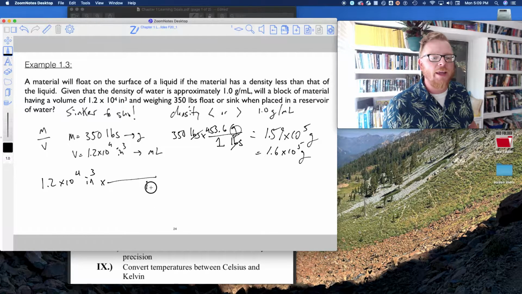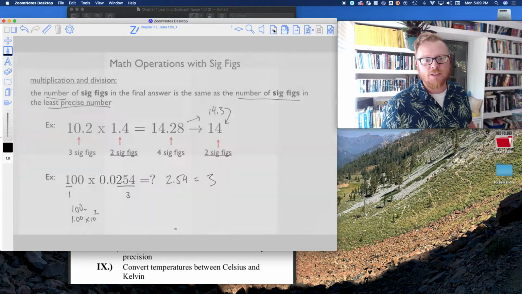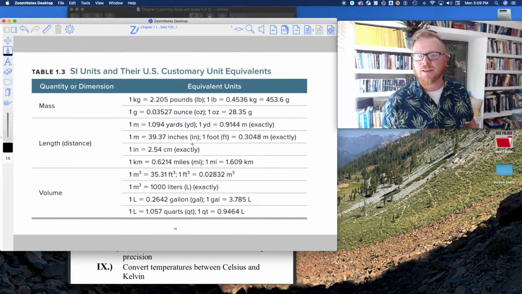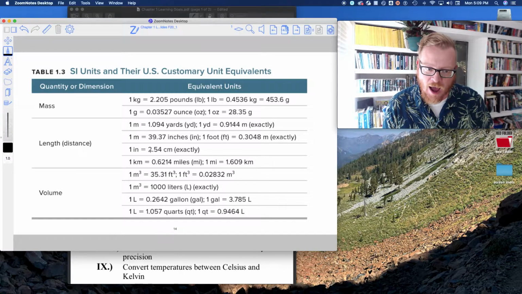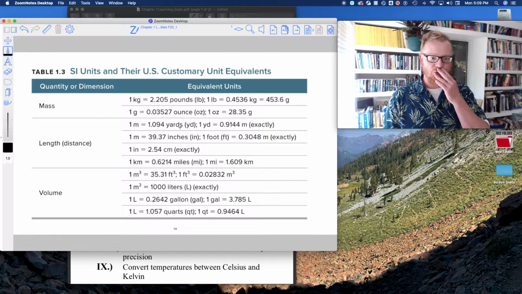So I know that I can put an inch here, and I need to get that to milliliters. As a hint, remember, 1 milliliter is the same as 1 cubic centimeter. The reason I'm pointing that out is, check it out, on my cheat sheet that has the units, oh, look at this: 1 inch equals exactly 2.54 centimeters. When you see something that says exactly, that means the significant figures don't count. So these 3 sig figs are not going to limit you. 1 inch equals 2.54 centimeters.